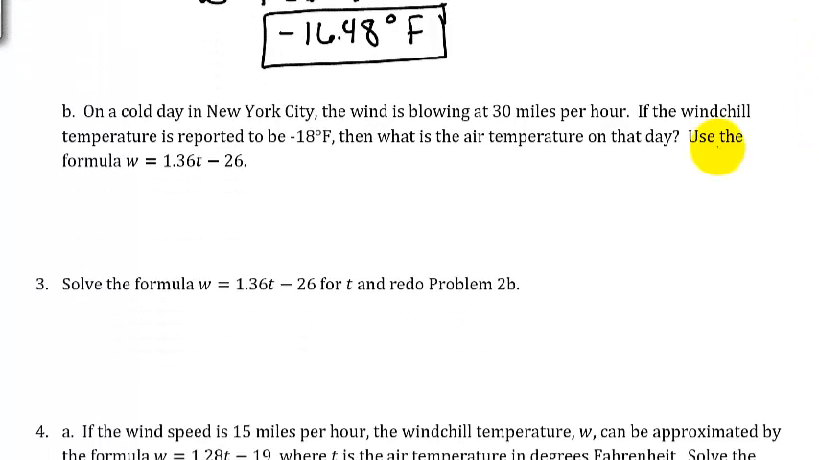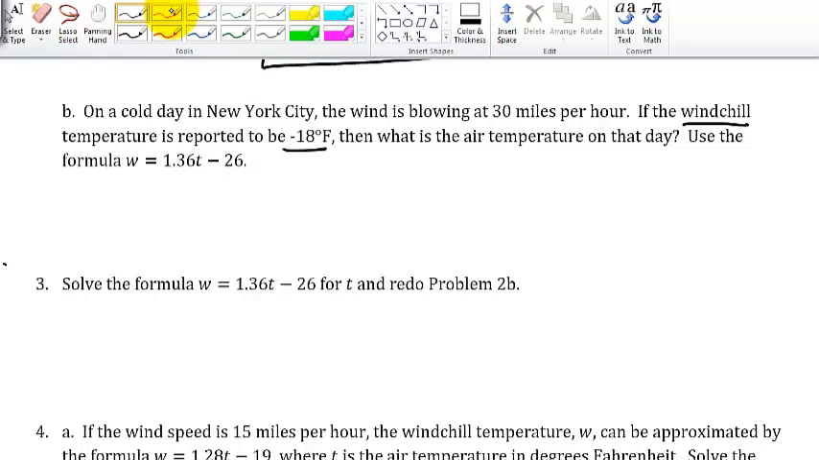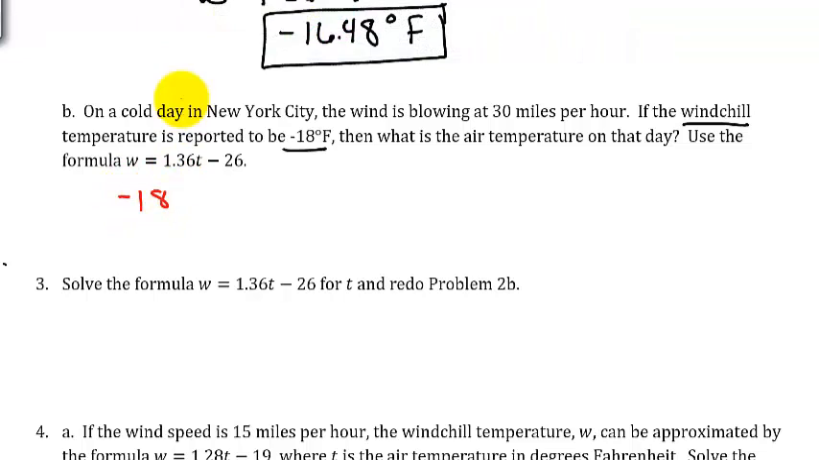The next one: on a cold day in New York City, the wind is blowing at 30 miles per hour. If the wind chill temperature is reported to be negative 18 degrees Fahrenheit, then what is the air temperature on that day? Use the formula W equals 1.36T minus 26 to solve this. So right now, this negative 18 degrees Fahrenheit that they gave us is actually the wind chill temperature. And so now instead of replacing the T, we're going to replace the W in the equation with what they've given us. So we'll have negative 18 is equal to 1.36T minus 26.